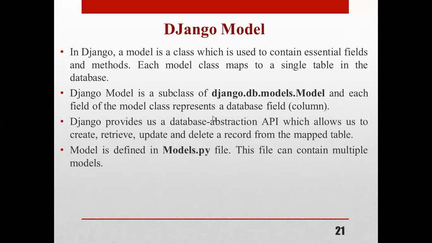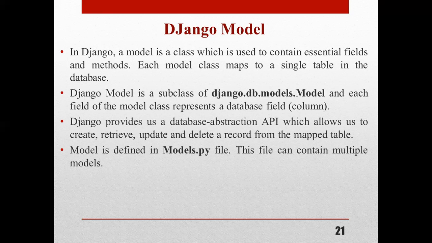The next point is Django model. Now we are going to see all these, model, view and template, one by one. First one is Django model. So a model is a class which is used to contain essential fields and methods. The Django model means it is a class which is used to contain essential fields and the methods.